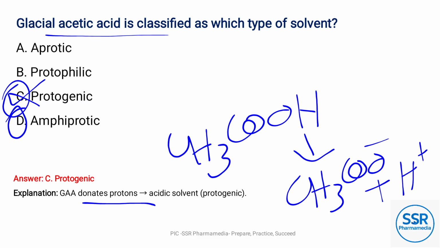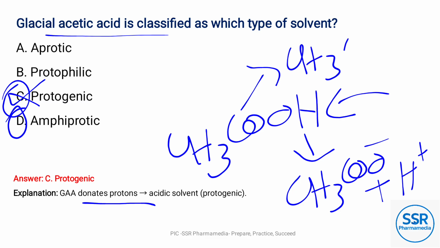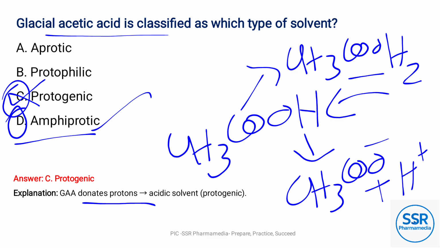At the same time it accepts a proton. When it accepts, it converts into the acetonium ion, CH3COOH2 plus. So acetonium ion formation takes place. So it is amphiprotic in nature, having both acidic and basic character. So option D is the correct answer.